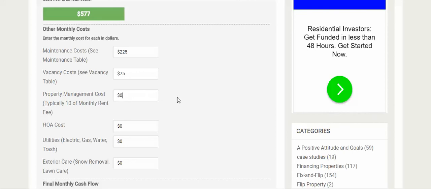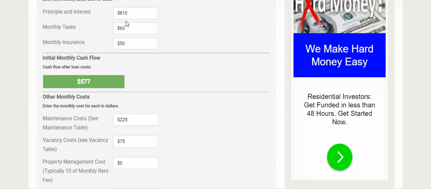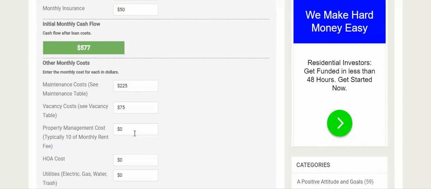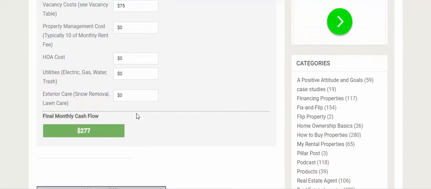That's property management, just to show you. If we had 20% down, taxes, insurance, maintenance, vacancies, and we were managing this property ourselves, you'd be making about $227 a month. Really not bad. That's not a bad cash flowing property, not horrible, but it's still not amazing.